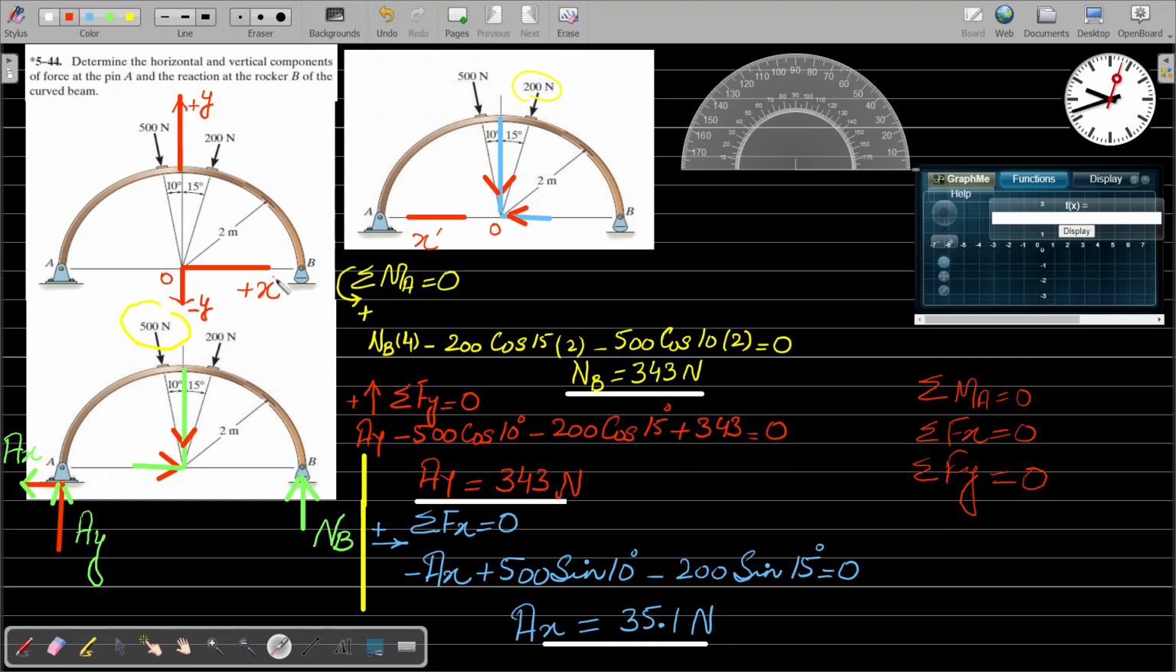So this is how we can solve the problem of a curved beam which is fixed by the pin A and also constrained at point B by means of a rocker.